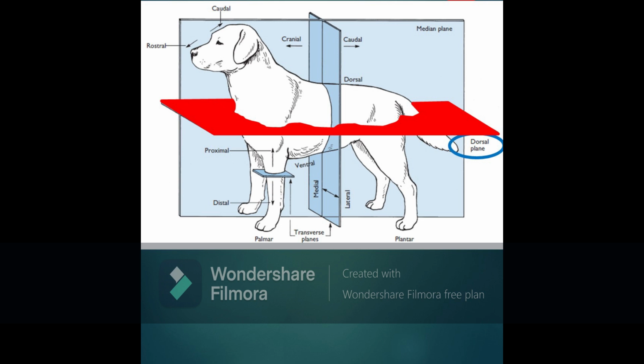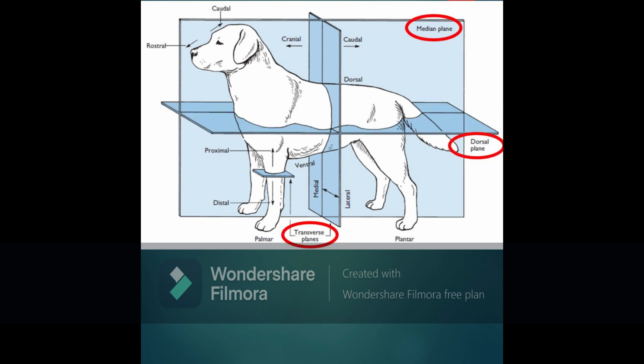The dorsal plane divides the body into dorsal parts or parts towards the animal's back and ventral parts or parts towards the belly. Unlike with that of the median plane, the resulting parts demarcated by the sagittal, transverse, and dorsal planes are not necessarily equal.